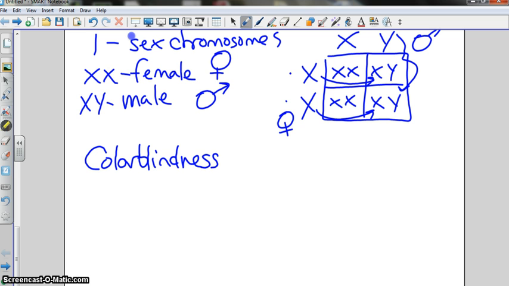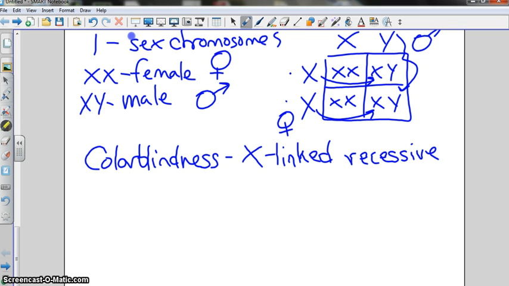Color blindness is what we call an X-linked. What do I mean by X-linked? What chromosome is it on? It's on the X chromosome. Now, guys have an X chromosome as well. It's called an X-linked recessive.